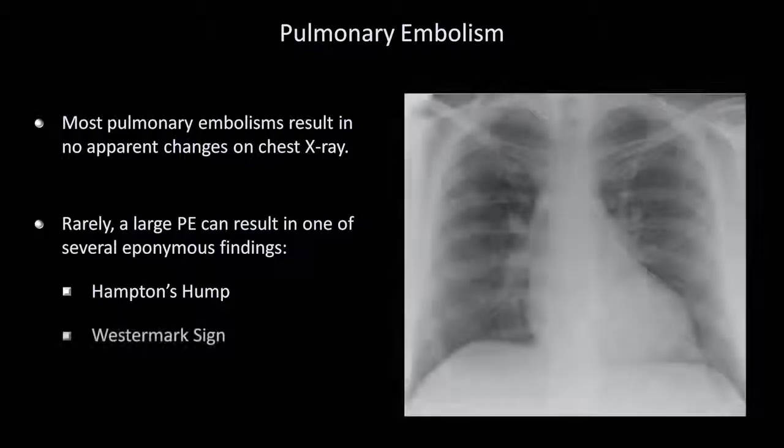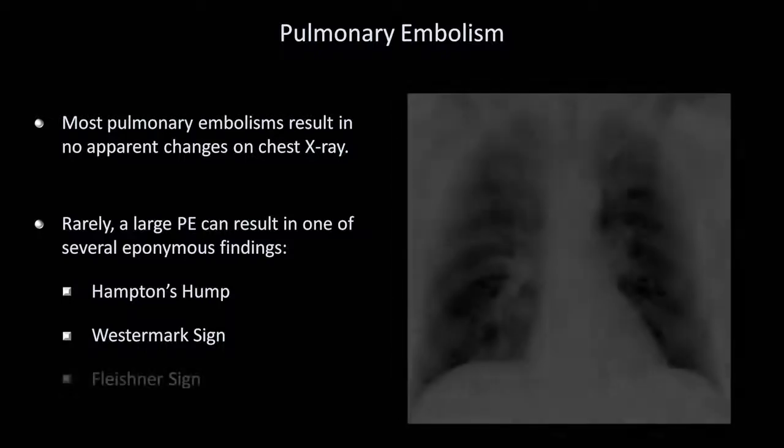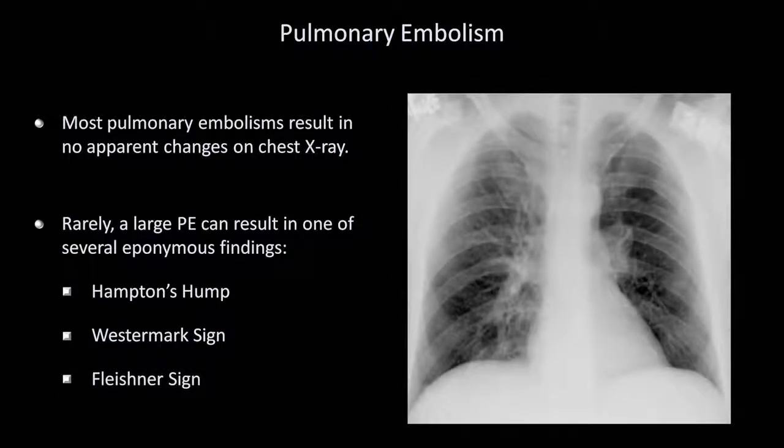Then there is Westermarck sign, which is focal oligemia, which is a fancy way of saying focal reduction in the appearance of lung markings. This is due to both lack of blood flow distal to an embolus, as well as redistribution of blood to other adjacent areas. Can you spot the Westermarck sign in this film? Lastly is Fleischner's sign, which is a prominent central pulmonary artery caused by distension of the vessel as a consequence of a large PE. In this case, we can see both Fleischner's sign as well as Westermarck's sign more peripheral to it.